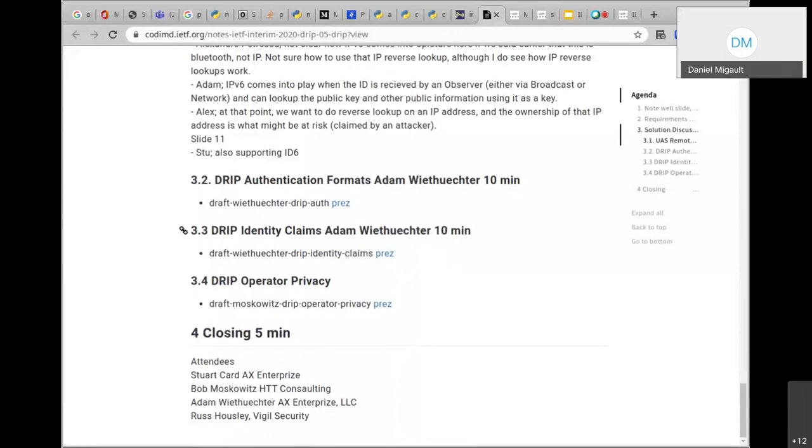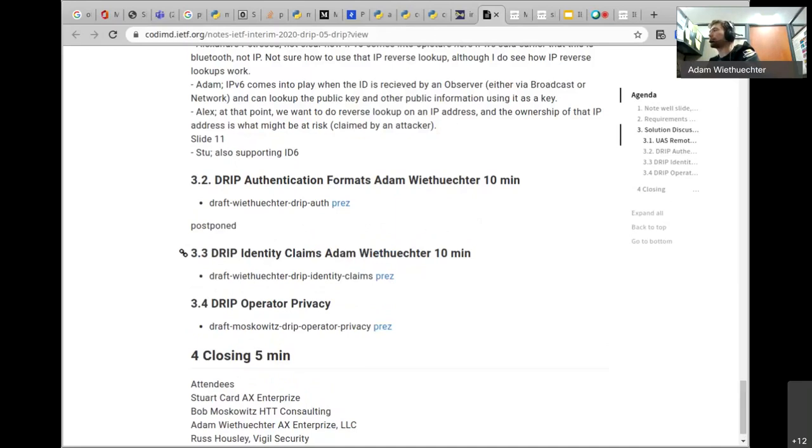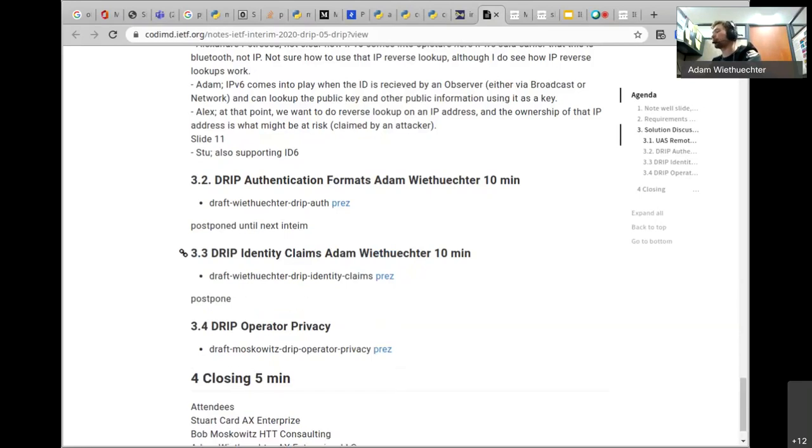Okay, Russ is dropping. Yeah, I think we should move my stuff and operator privacy to the next interim. Definitely, because I feel like I need to really dig deep into the formats and the identity claims, because they're topics we have not touched in detail. I mean, we have drafts, they've been iterated over, and they have implementations, but I don't know how much has been reviewed, and it's not going to be a simple touch and go. It's going to be a deeper dive.